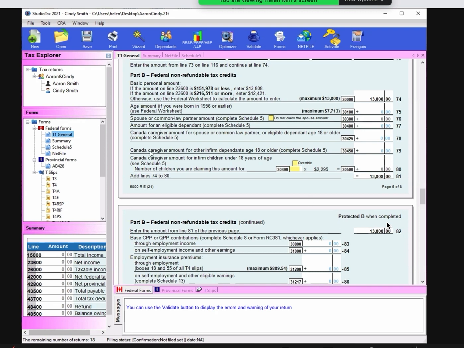She asked me if she qualifies for line 79, the caregiver amount for other infirm dependent. The question is, does she qualify for this one? Because if you get this one, the maximum is 7,000. She asked me, and my answer is, I'm not sure.